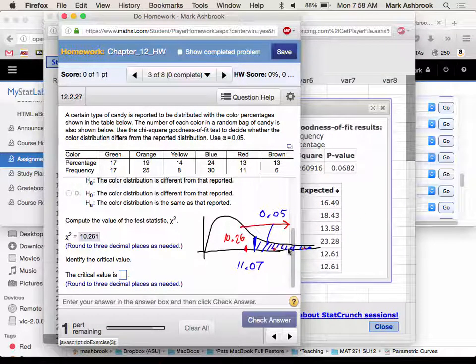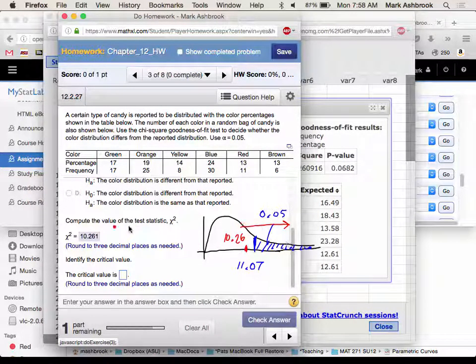What does the rejection mean? What does rejection region mean versus non-rejection? So bigger chi-squared means more likely to reject, right? You're going this way. You're more likely to reject. Are these more different or less different? More different, right? More different.